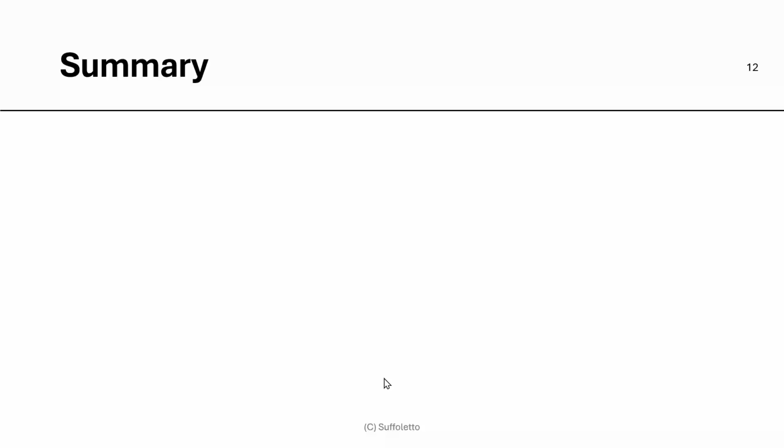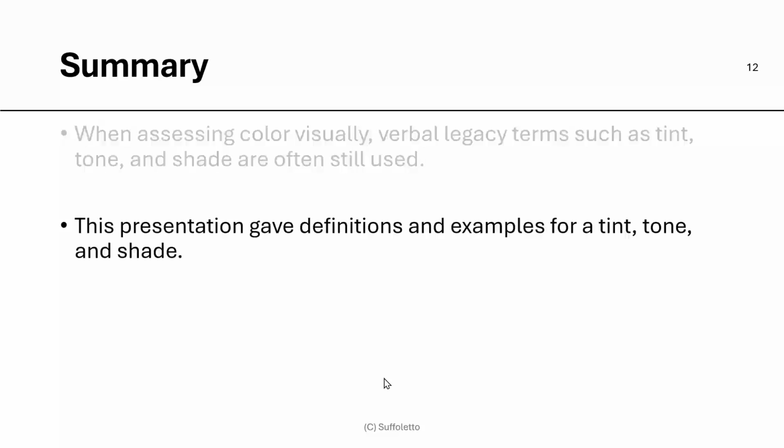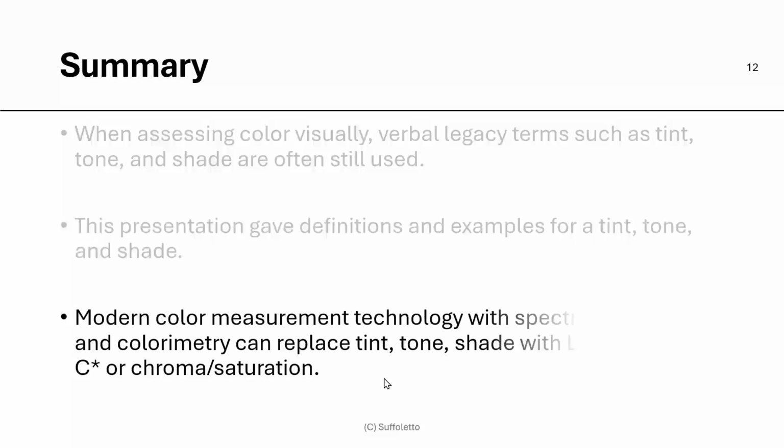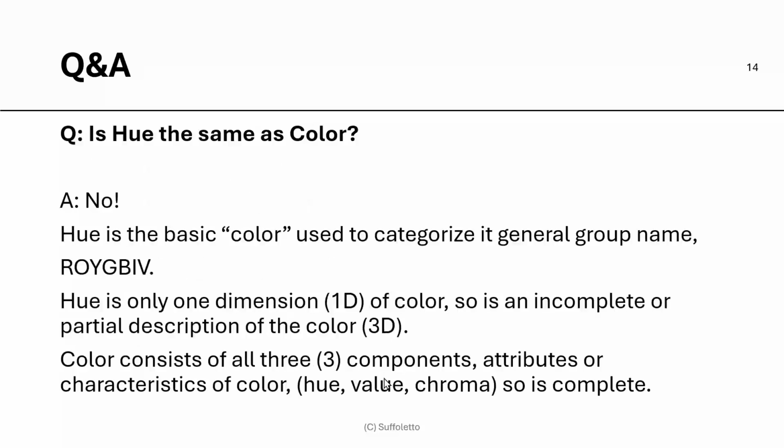In summary, when assessing color visually, verbal legacy terms such as tint, tone, and shade are often still used. This presentation gave definitions and examples for a tint, tone, and shade. Modern color measurement technology with spectrophotometry and colorimetry can replace tint, tone, and shade with L star or value and C star or chroma saturation. Here's an 8-question quiz. Let's look at each question individually.